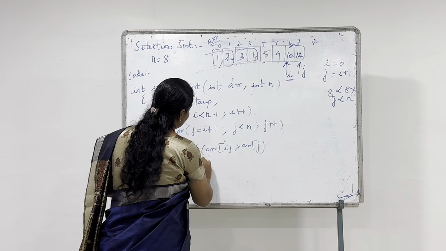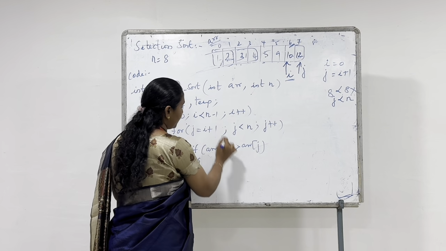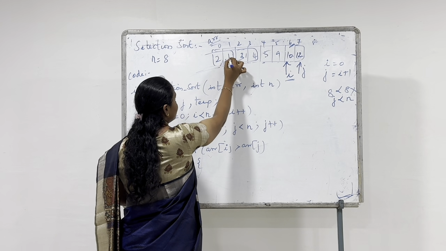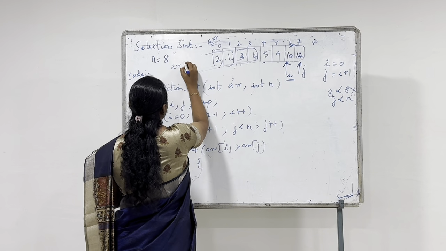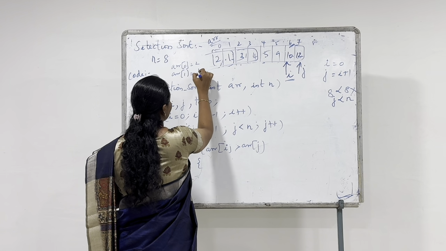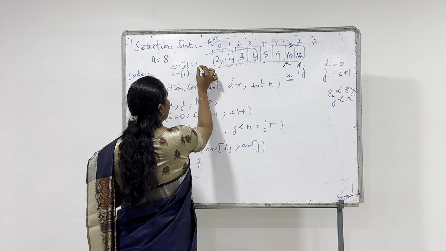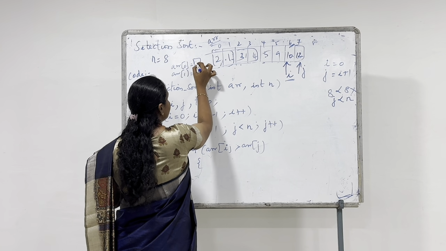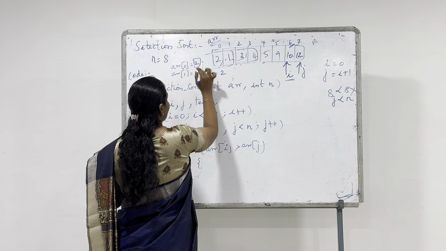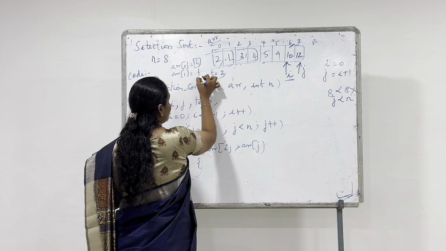So how will you do swapping? Swapping using a temporary variable, which is called temp. For example, 2 is here and 1 is here. So array of 0 is having 2 and array of 1 is having the value 1. We need to swap using a temporary variable. Temporarily we store this value here, then we replace this with 1, and then we store the temp value here.